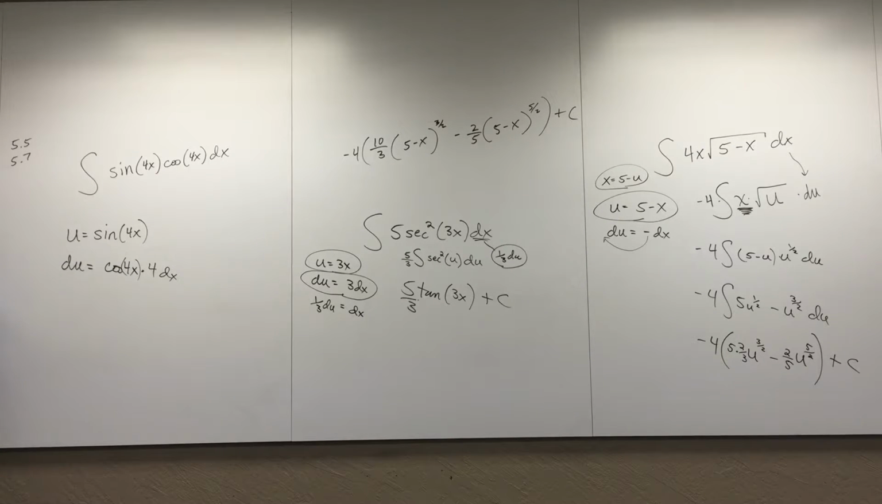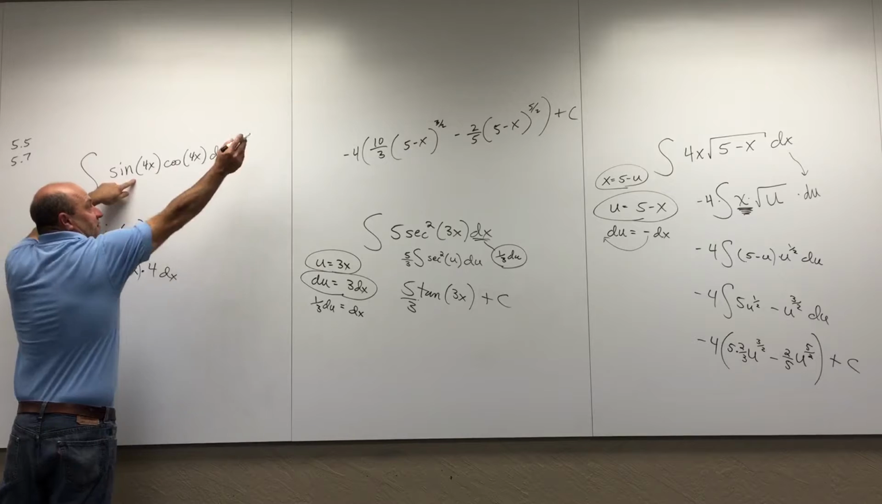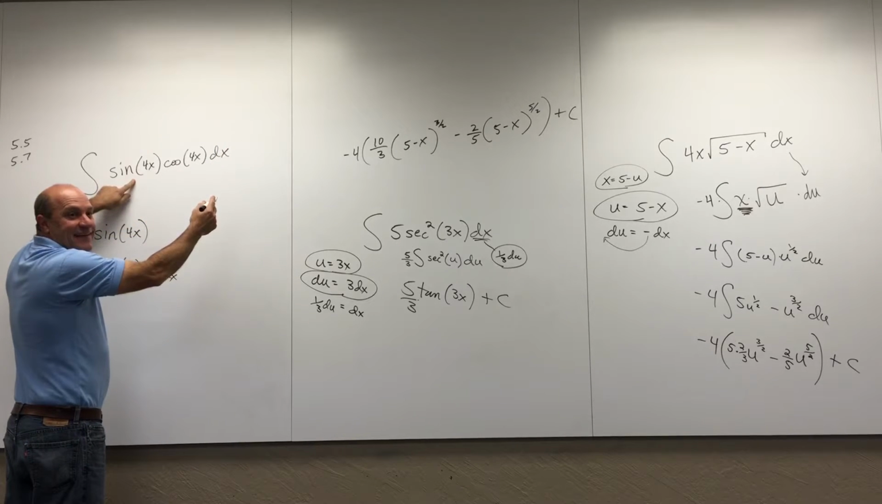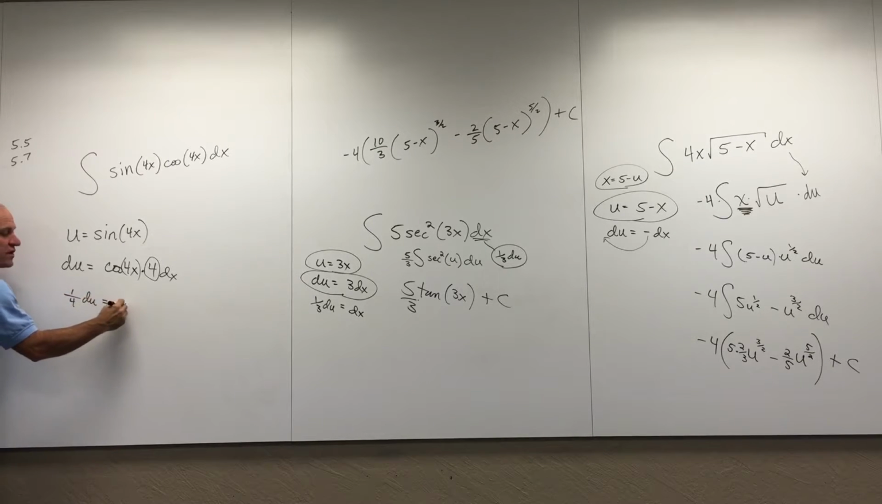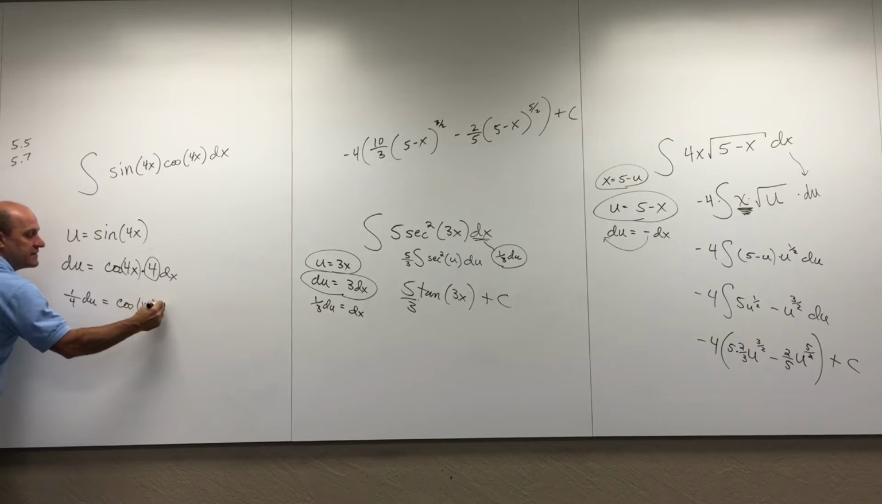So, are you happy? You just called this u, and your du wipes out the rest of that for you. It is off by a 4. So what am I going to do with this extra 4 here? I'm going to divide by it over here. 1/4 du equals the cosine of 4x dx.